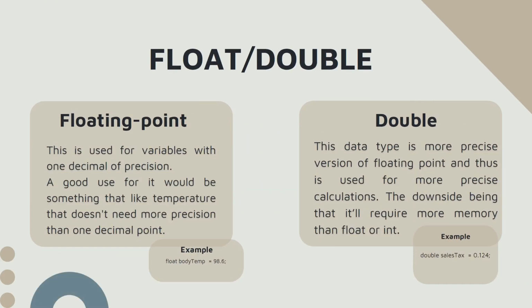Okay, if you want to be more precise, you would use float or double. Floating point is just when you want to use a decimal to one place. A good example of that would be body temp, where you don't need as much precision, but you still want to use a decimal. Double, on the other hand, is more precision, where you can get, I guess, either pi with a bunch of decimals, or like I used here, the sales tax. Yeah, so you would just type in the data type, the variable name, and set it equal to a value.